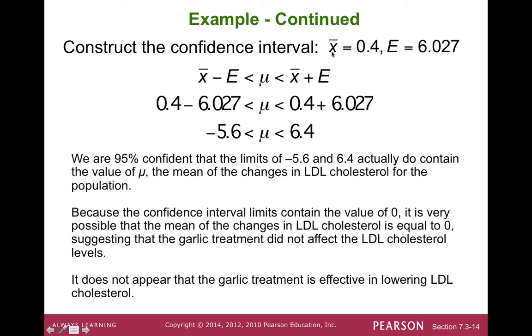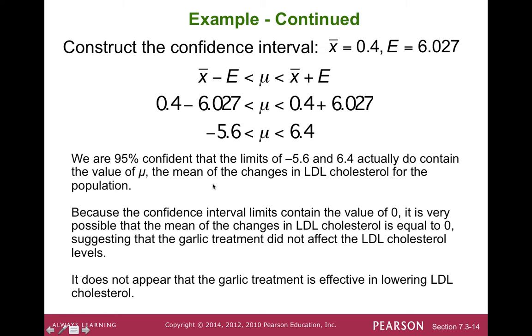Then we can plug that into our confidence interval. We know our mean, so on one side we're going to take the mean and add our margin of error, and on the other side we're going to subtract our margin of error. And so we wind up with this range where your population mean, based on a sample mean of 0.4, is estimated to be somewhere between -5.6 and 6.4.